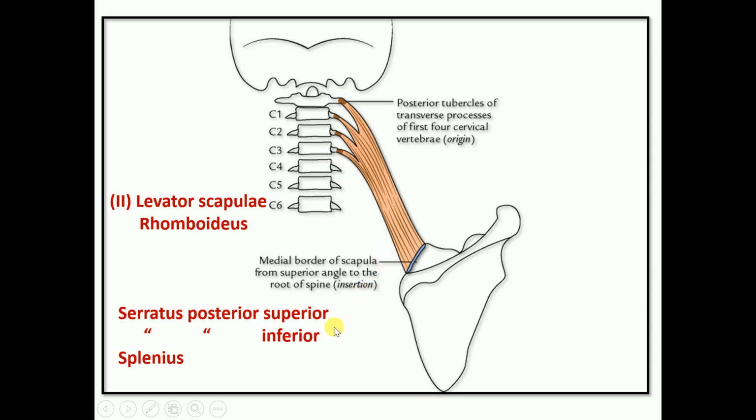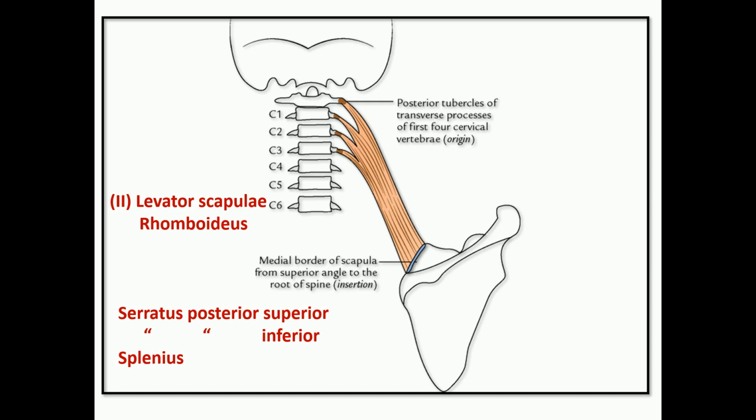Other muscles on the rest of the back are serratus posterior, superior and inferior. Serratus posterior superior arises from the spine of C7 as well as T1 and T2 vertebrae, and it is inserted into ribs 2 to 5. Then serratus posterior inferior arises from the T11 and T12 spines as well as the thoracolumbar fascia, and it is inserted into ribs 9 to 12. So that lies on the lower part.